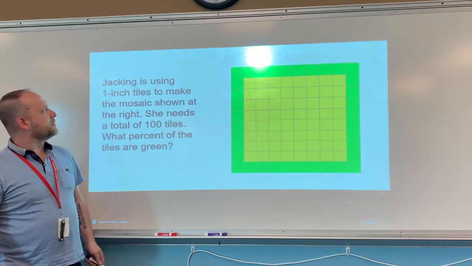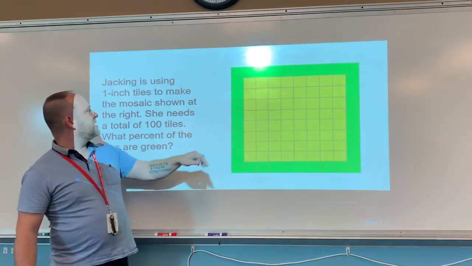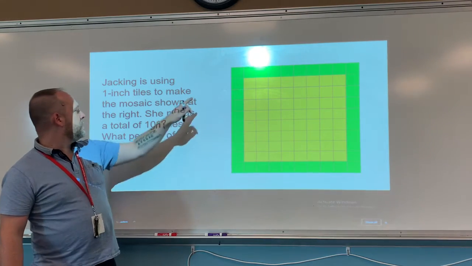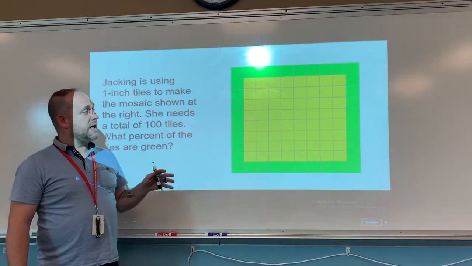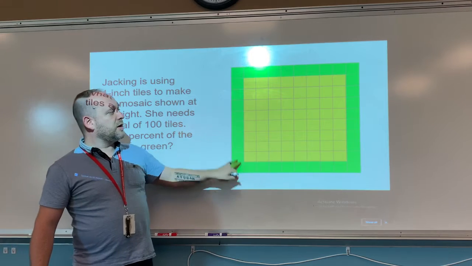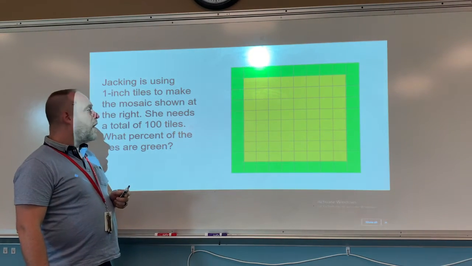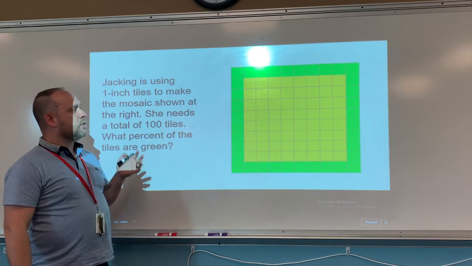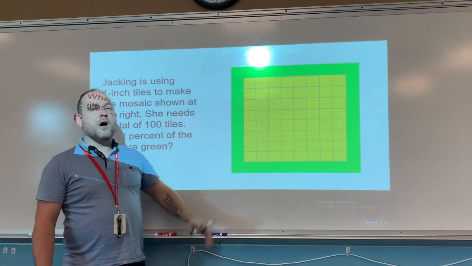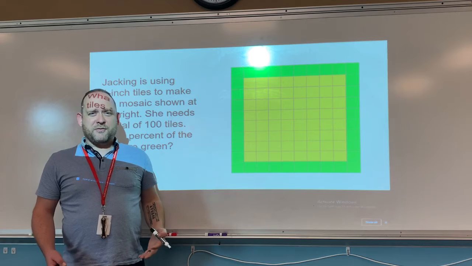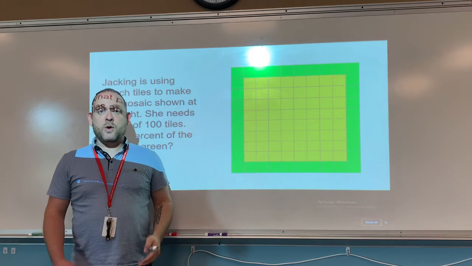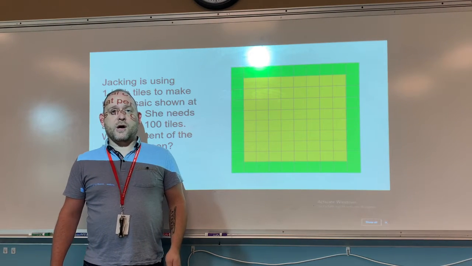So here's our picture. Jackie's using these 1-inch tiles. She's going to make this mosaic. She needs a total of 100 tiles. So that means that in our mosaic here, I know I've got 100 pieces. What percentage, what portion of the pieces are green? I want you to stop for a second and think through how you might go about figuring that out.